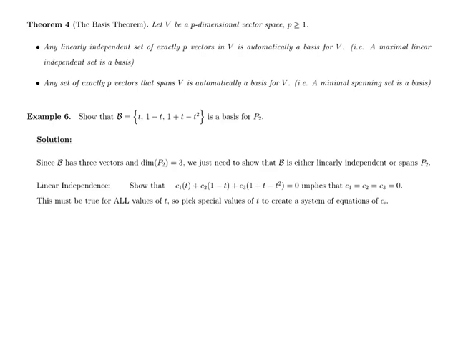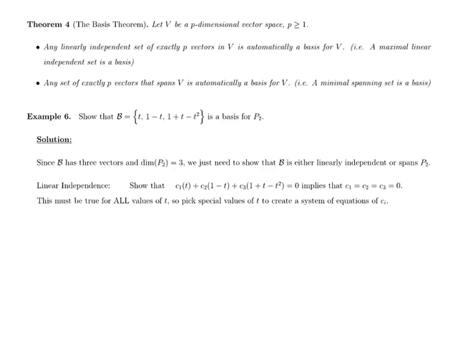So let's look at an example of this. Let's show that this set, t, 1 minus t, 1 plus t minus t squared, is a basis for P2, the set of all polynomials of degree at most 2. This set has 3 vectors, and we know that the dimension of P2 is 3. So in order to show that this is a basis, we need to show that either B is linearly independent or that it spans P2. We don't need to show both, we just need to show one or the other. And we're going to show the linearly independent case in this example.